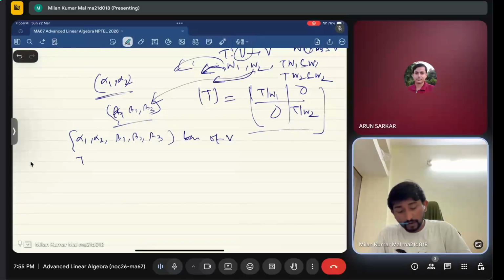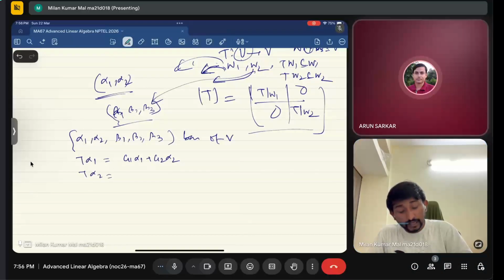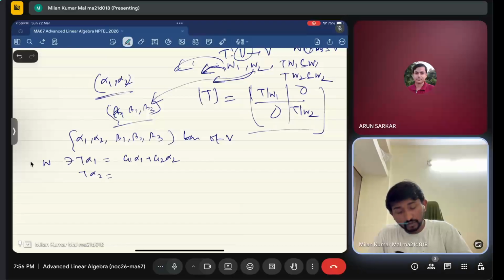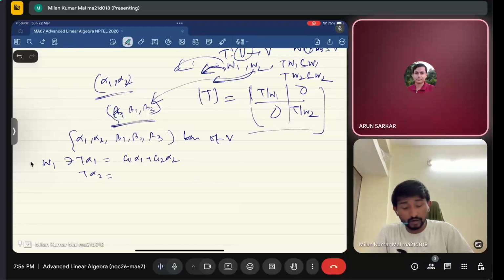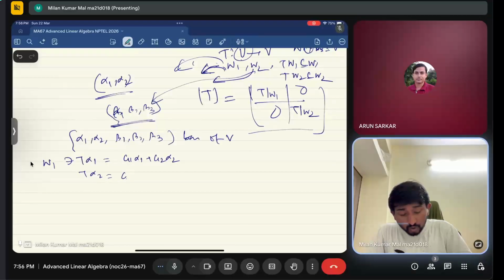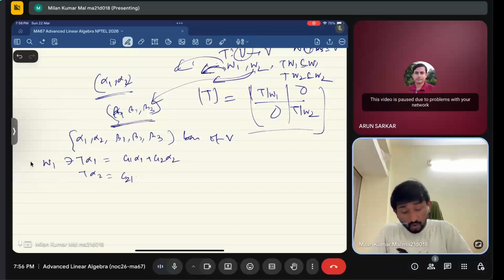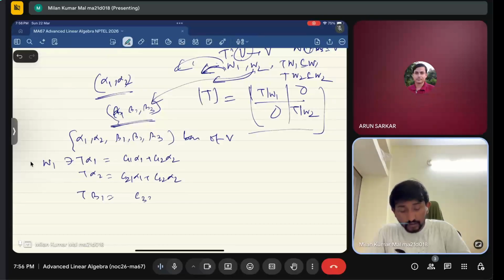Now if I write T alpha 1, that will be something like C11 alpha 1 plus C12 alpha 2, because T alpha 1 has to belong to W1. So it will not involve beta 1, beta 2, beta 3. Similarly, T alpha 2 will be C21 alpha 1 plus C22 alpha 2, and T beta 1 will be C33 beta 1 plus C34 beta 2 plus C35 beta 3, and so on.